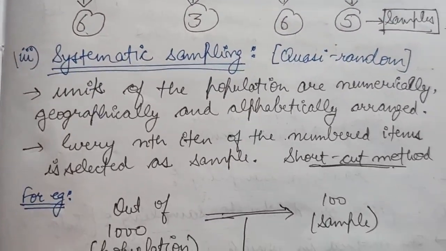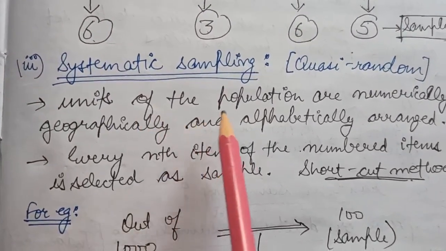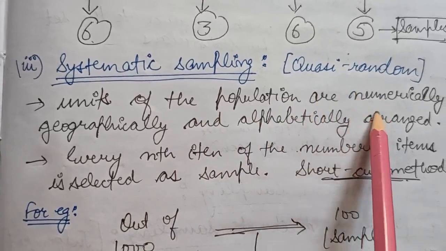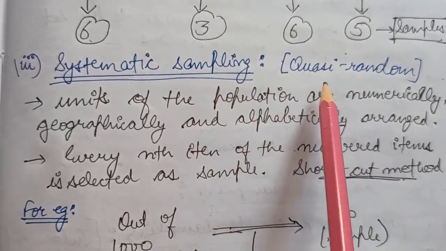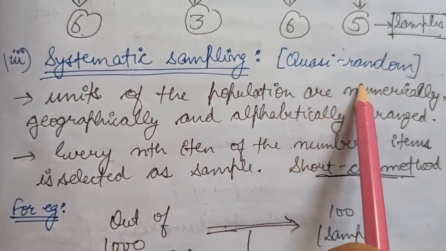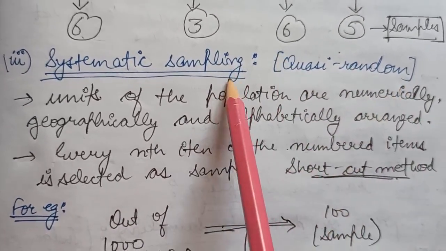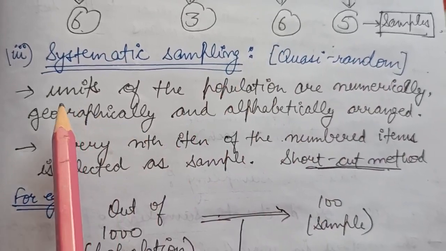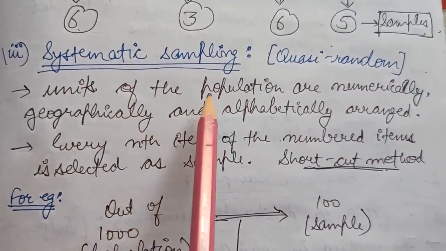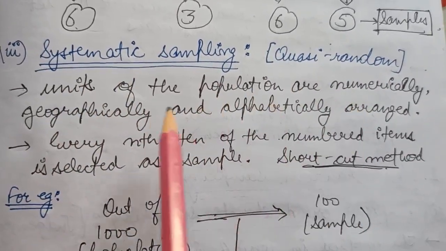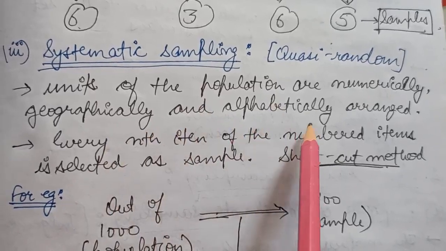The next type of sampling is the systematic sampling or the quasi-random sampling. Now this method is also known as quasi-random because random sampling is also involved in some steps in this kind of sampling. So in this sampling, the units of the population are numerically, geographically or alphabetically arranged.